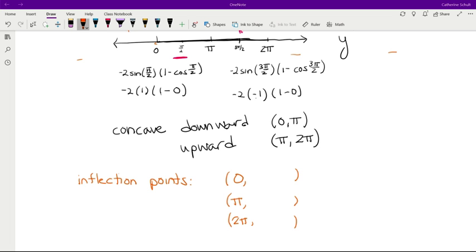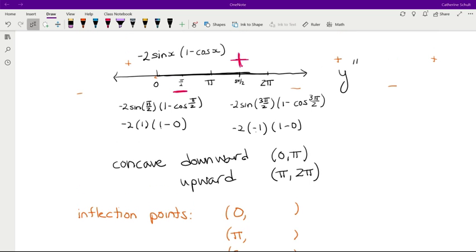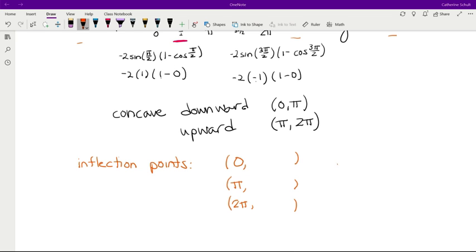All right, and then what are those points? We have to go back to our original function. I'll write it here.